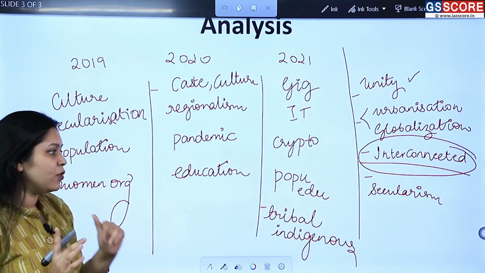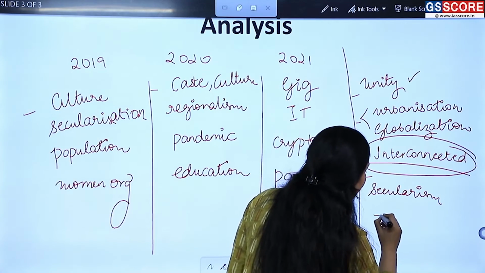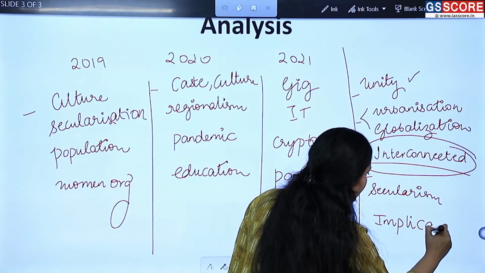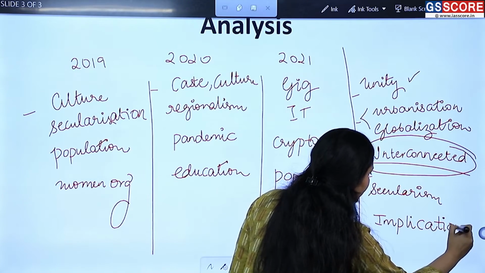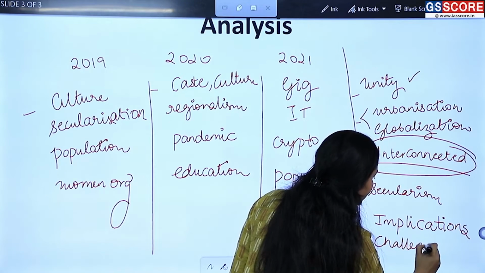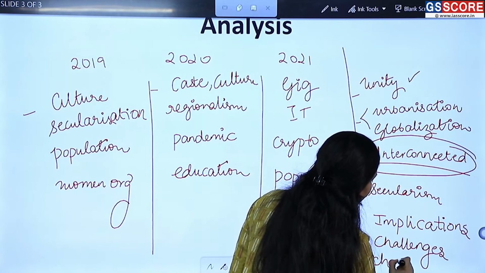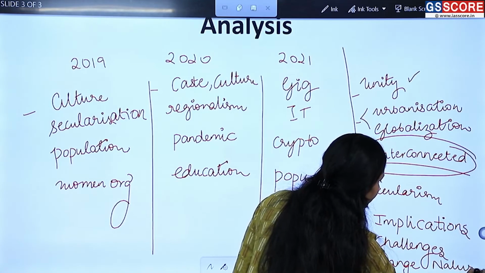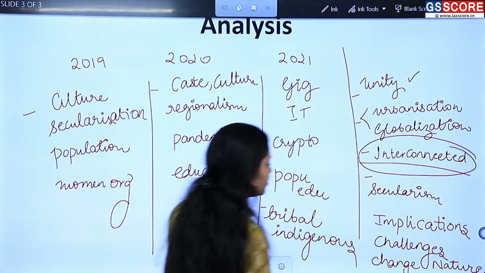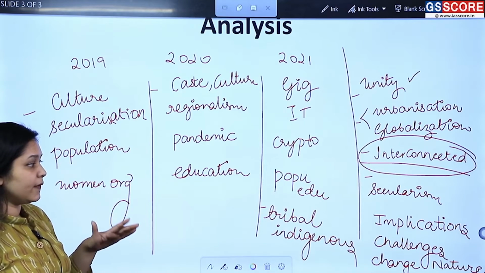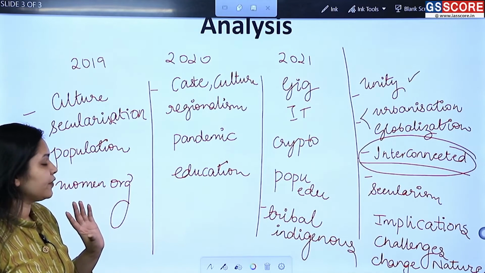So keep in mind what are the implications and challenges of one section on the other, and the change in nature due to this or arising out of this. Okay, these are 3 areas which we can look into when we're looking at the dynamic component of it.